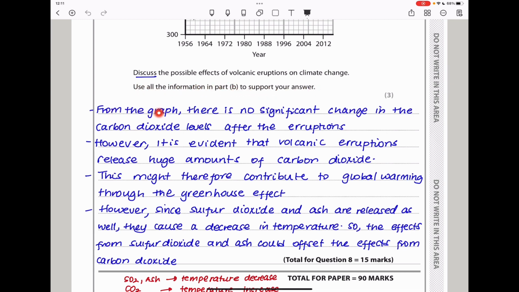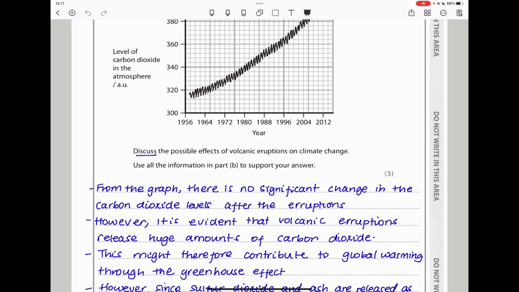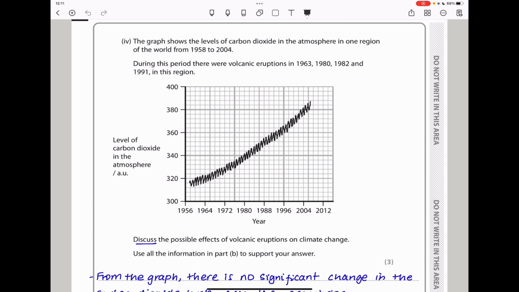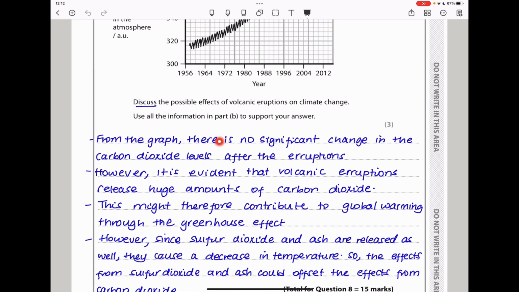I said from the graph, there is no significant change. You can see it's almost the same. Because if they told us that there is a volcanic eruption in 1963, 1980, 1982, and 1991, we cannot see any change, the graph is almost the same. There is no significant change we can see there. So I said from the graph, there is no significant change in the carbon dioxide levels after the eruptions.